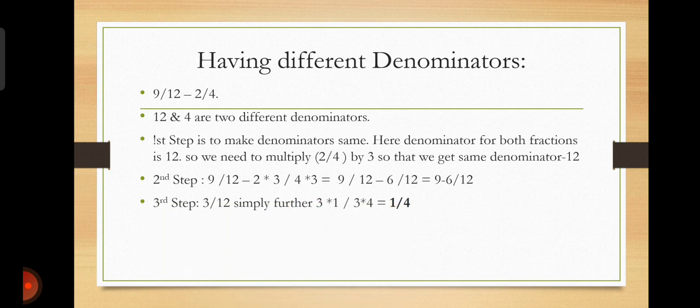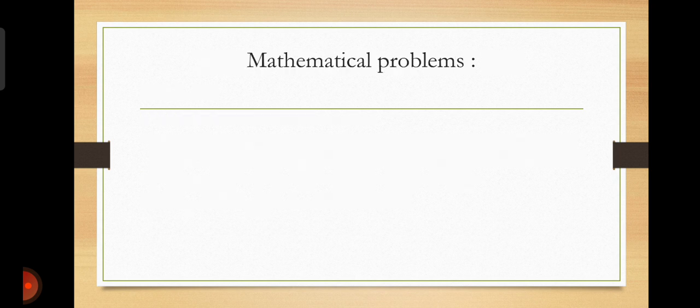Now 3 by 12 is further simplified as 1 by 4 because 12 is a multiple of 3. 3 fours are 12. So the final answer which we will get is 1 by 4.